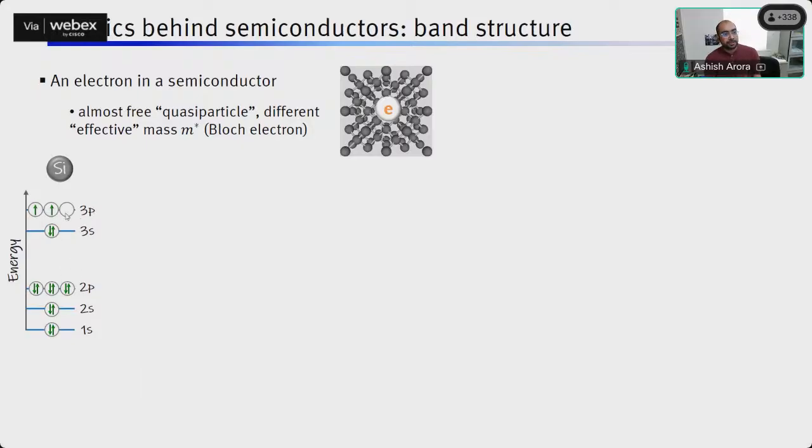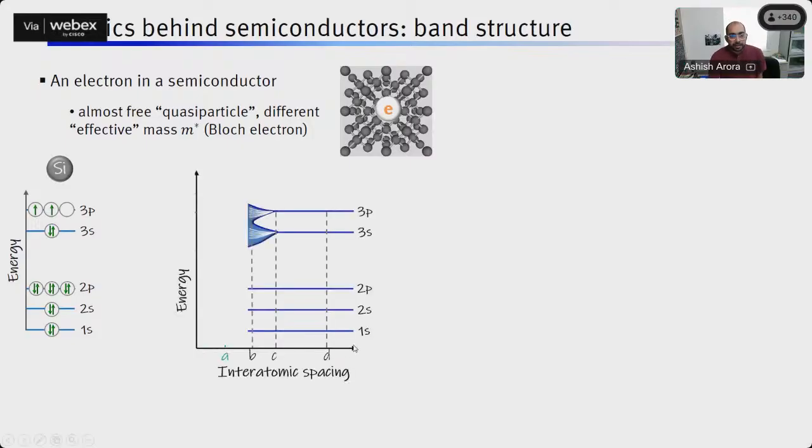In the 3s and 3p, there are 2 each. And once I want to bring all of these atoms together and make a crystal out of it, what happens is that as I am reducing the interatomic spacing and bringing all these atoms together, by putting lots and lots of atoms, like 10 to the power 22 to 10 to the power 23 atoms per centimeter cube of the crystal, then the outermost shells or the outermost orbitals start to hybridize with each other.